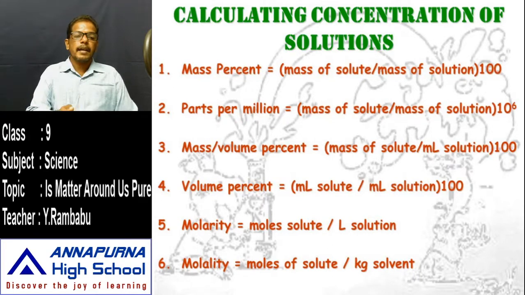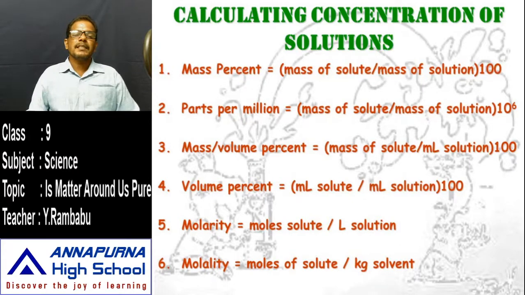Next, there are other ways of expressing concentration. Observe there, molarity and molality. About molarity and molality, we will learn in higher classes. No need in this section. Okay, we have to use three ways only. What are the three ways? Mass percentage, mass by volume percentage, volume percentage.